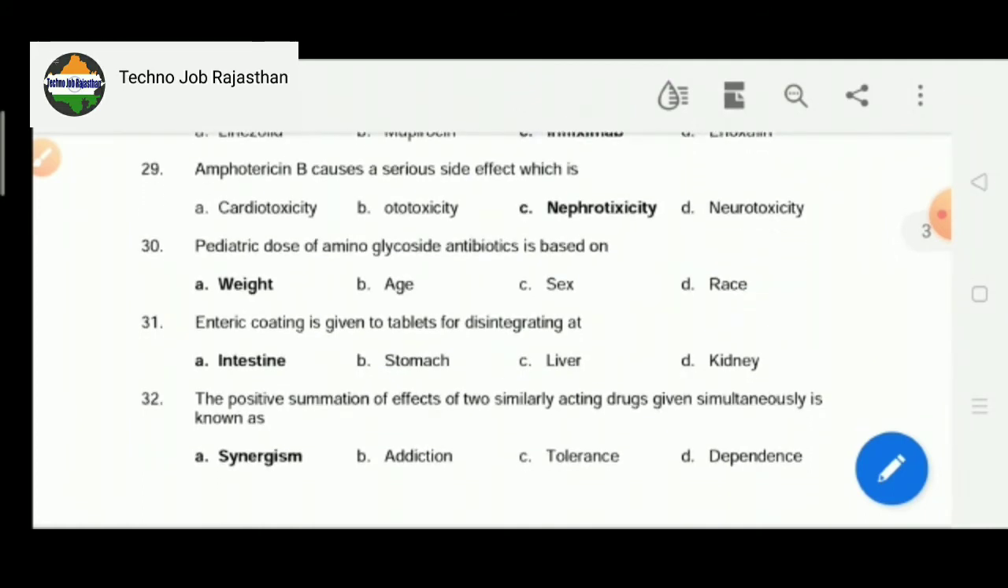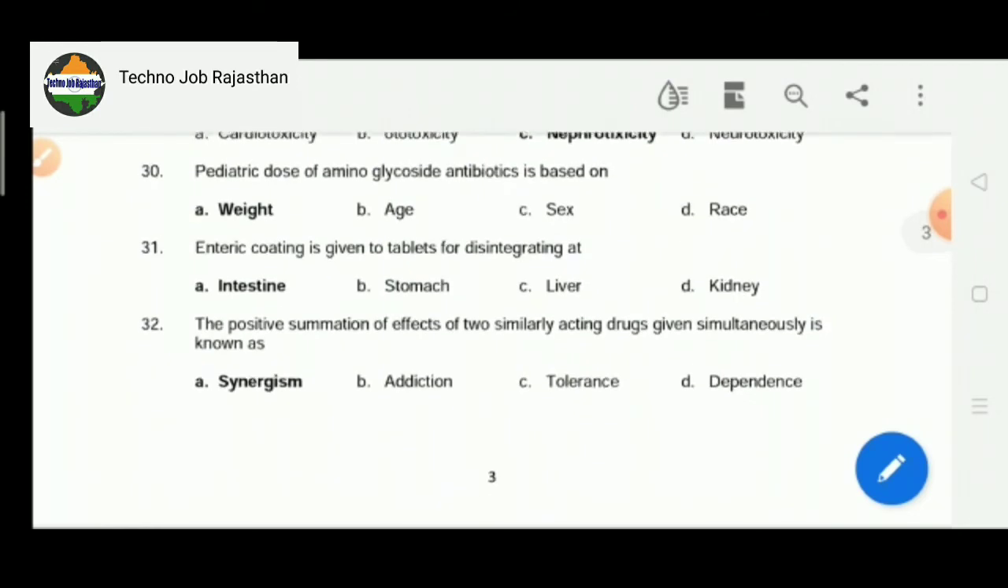Question number 31. The enteric coating is given to a tablet for disintegrating at: option A is intestine, option B is stomach, option C is liver, and option D is kidney. So the correct answer is option A, that is intestine.